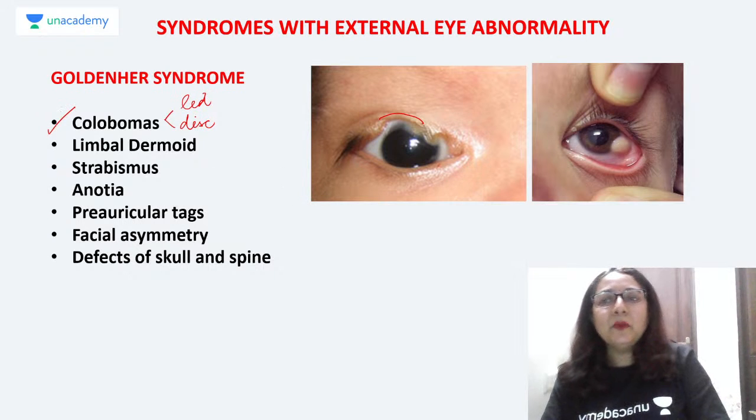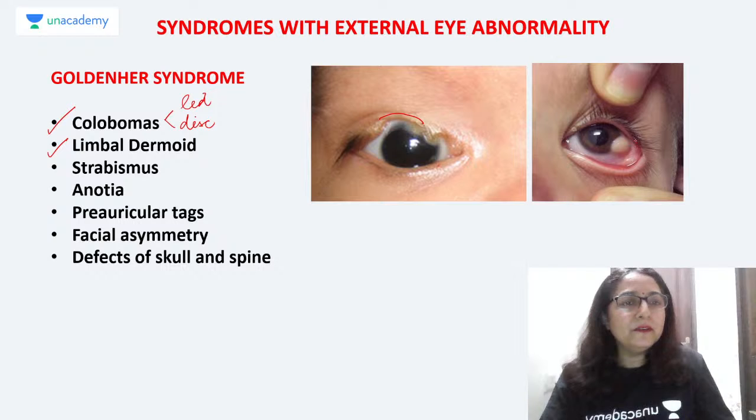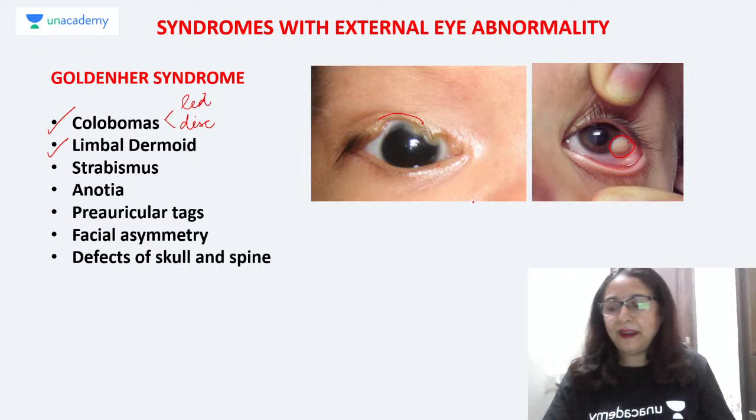Another important feature of Goldenhar syndrome is the presence of dermoids, and especially the limbal dermoids, the dermoids at the position of limbus. Again, an important association with Goldenhar syndrome. The child can have strabismus, the squint.